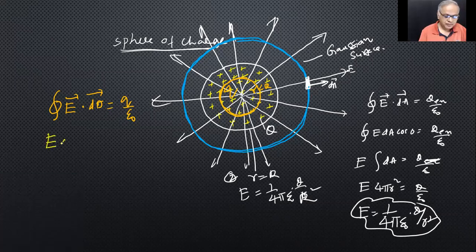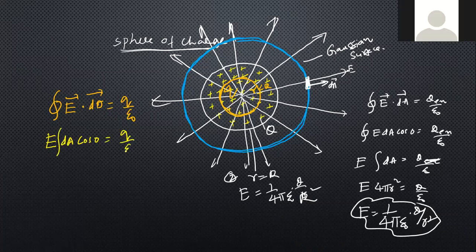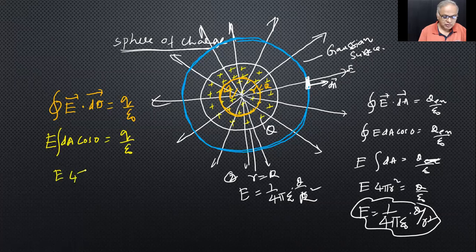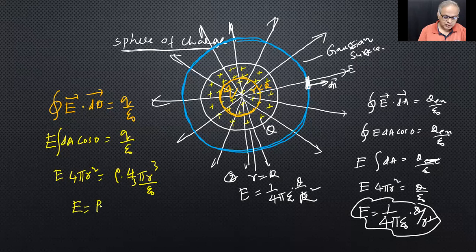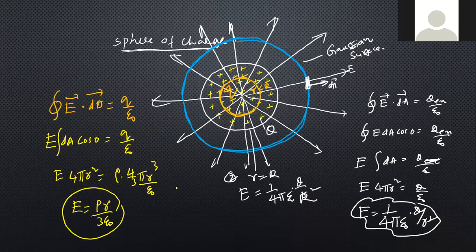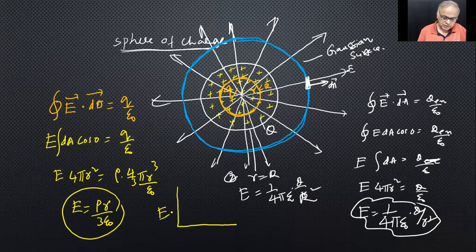E dA cos 0 is equal to Q by epsilon 0. That is E into 4 pi r square equals Q by epsilon 0. Q I won't be knowing, so I'll write it as rho into 4 by 3 pi r cubed by epsilon 0. So what do I get for E? E equals rho r by 3 epsilon 0. So when you plot the graph of E versus r, you'll get like that. This is 1 by r square. This is directly as rho r by 3 epsilon 0.